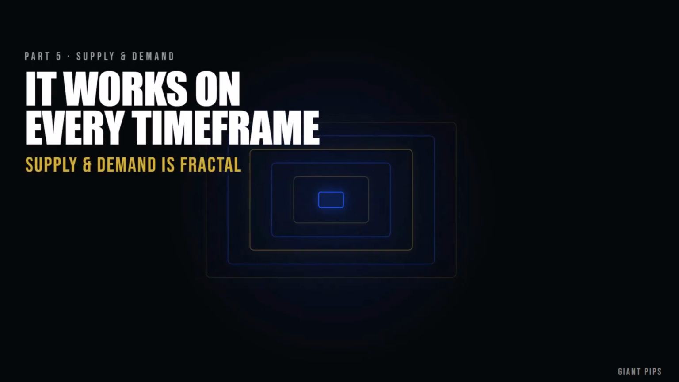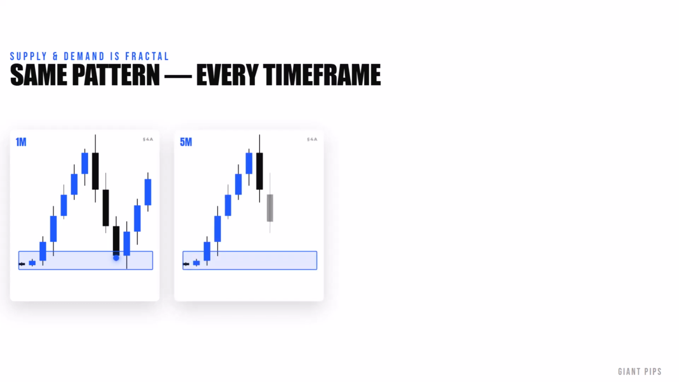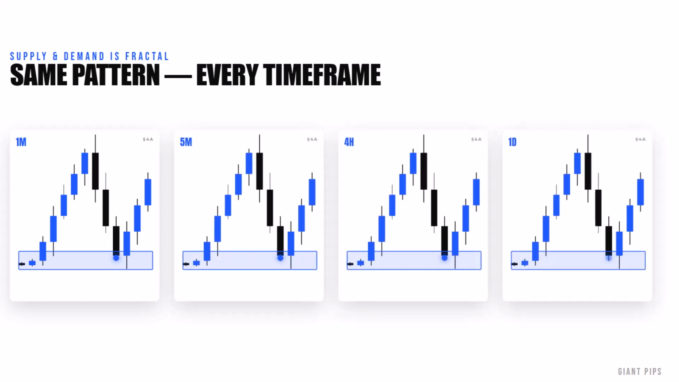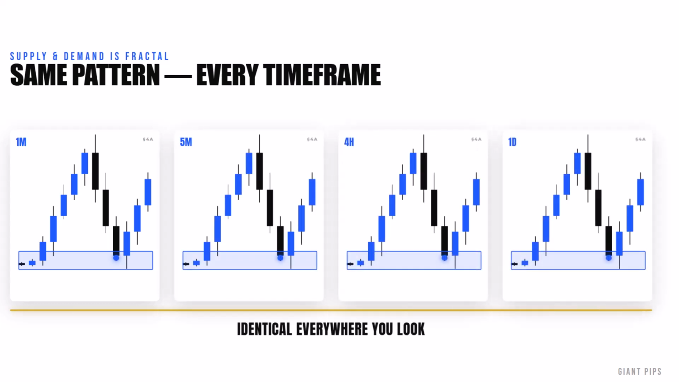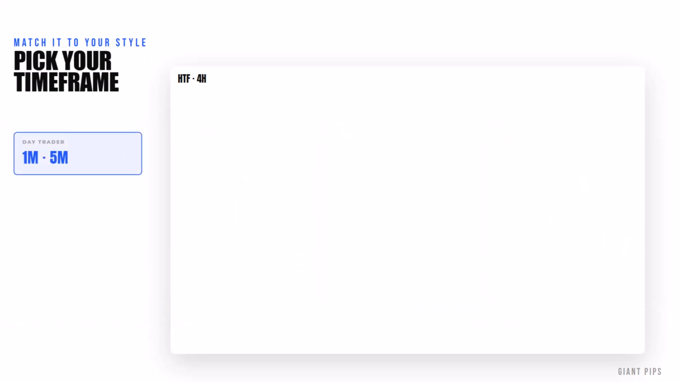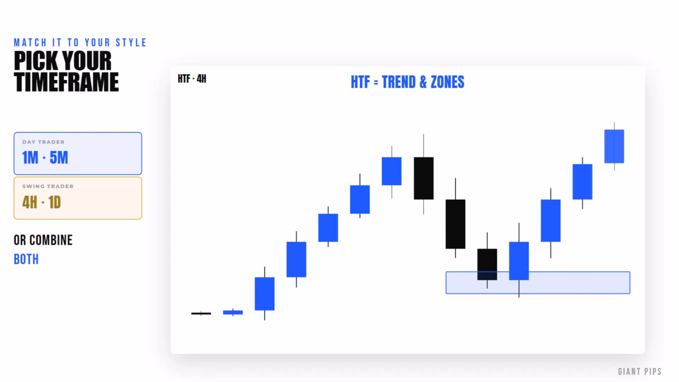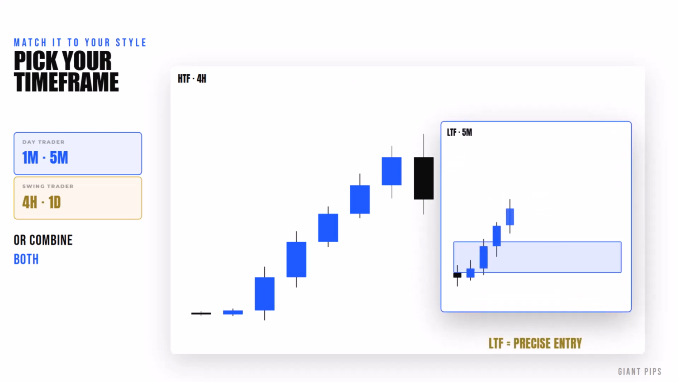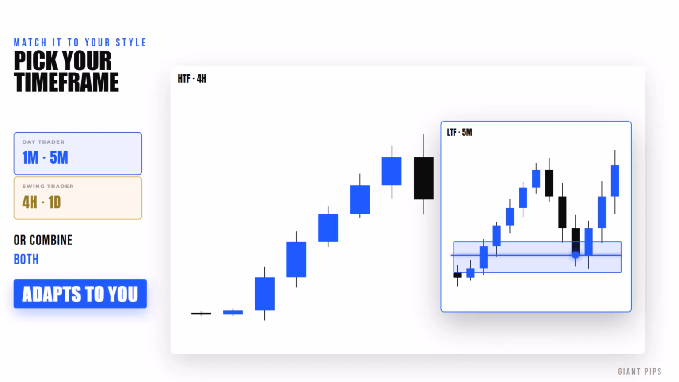Quick but powerful point here. Supply and demand is fractal. That just means it behaves the exact same way on every single time frame. The 1-minute chart, the 5-minute, the 4-hour, the daily, the concept is identical everywhere you look. If you're a day trader, you can run this on the 1 and 5-minute. If you're a swing trader, use the 4-hour and the daily. You can even combine them. Use the higher time frame to define your trend and your major zones, then drop down to a lower time frame to fine-tune a nice, precise entry. The strategy adapts to your style. You don't have to adapt to it.